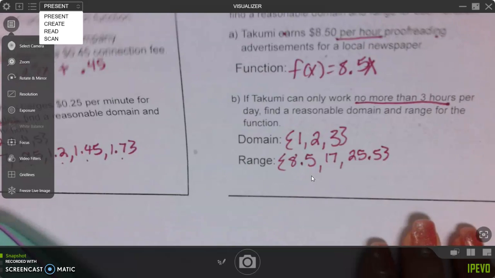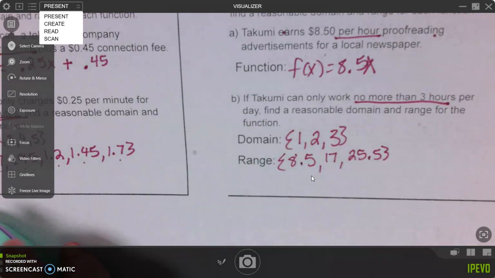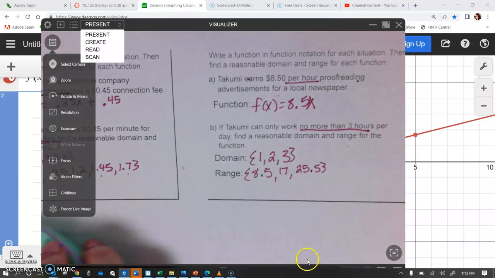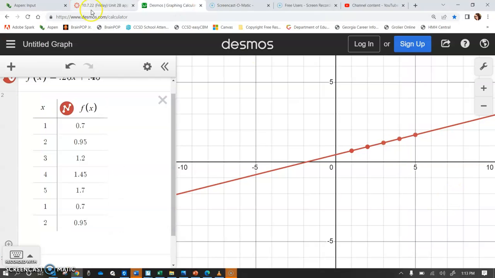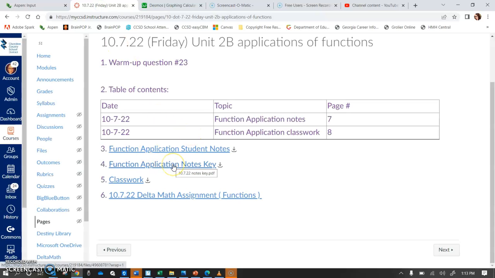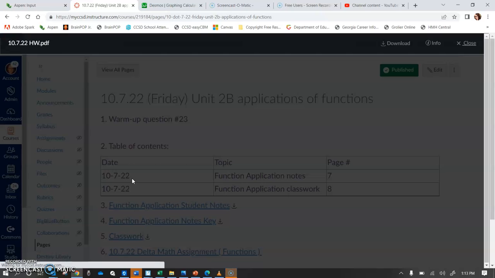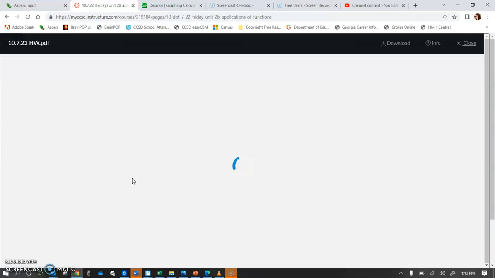The classwork and the homework assignment can be found in Canvas. I'll show you while you're looking at my screen. Okay, so here's today's page. If you click on, so this is the notes that we just looked at. Here is a key to the notes. This is what we did in class. More practice problems like the notes. If you click on that, it's there. Hopefully your computer and your internet are faster than mine.